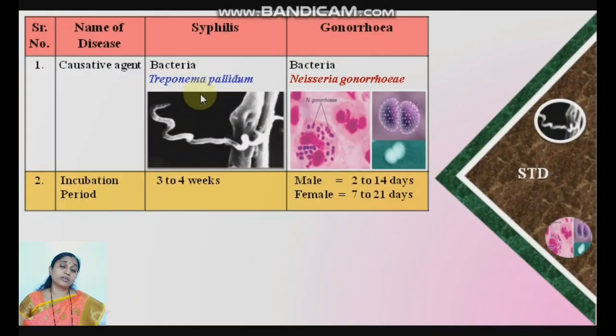Suppose a question may be asked in the board exam: what is the difference between the bacteria of syphilis and gonorrhea? Here, the spirochete bacteria is spiral shaped, while Neisseria gonorrhoeae is a cocci, rounded-shaped bacteria. Treponema pallidum causes syphilis and Neisseria gonorrhoeae causes gonorrhea.